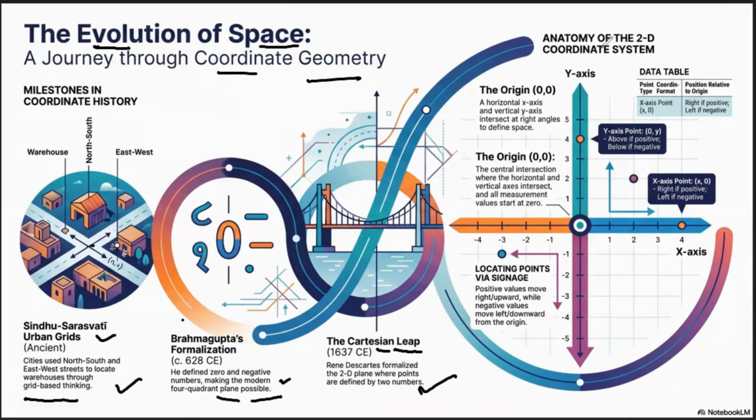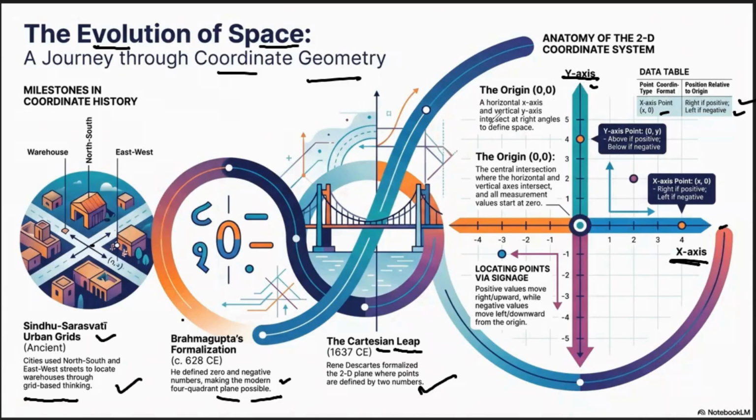Now, if you see here, the anatomy of the 2D coordinate system. How we normally write the coordinate: for the x-axis, it's x comma 0, right? Right if positive, left if negative. So it is basically one horizontal line and one vertical line. The horizontal line is named the x-axis and the vertical line is named the y-axis. So this is the origin, 0, 0.